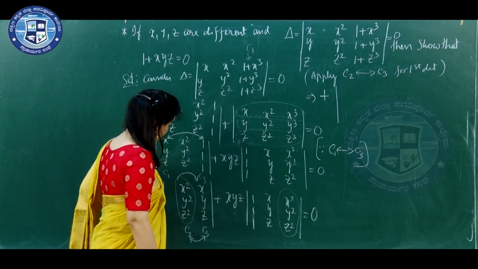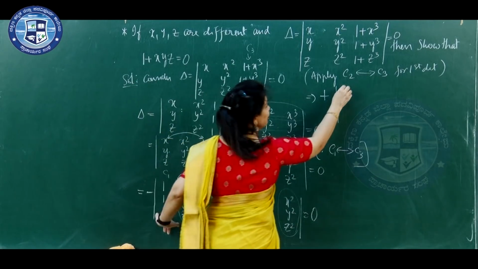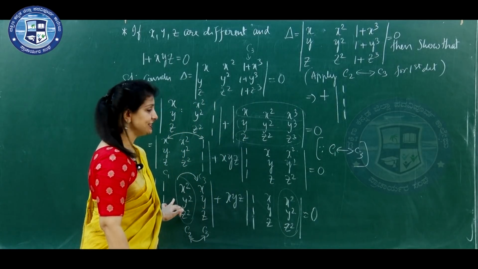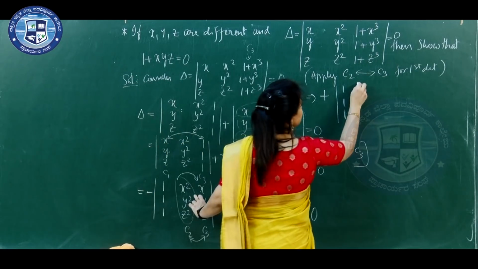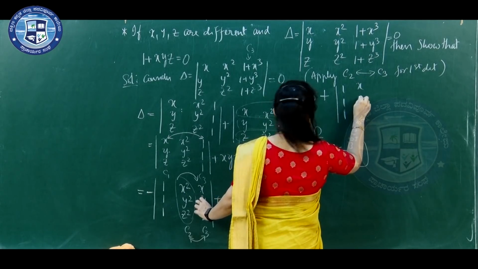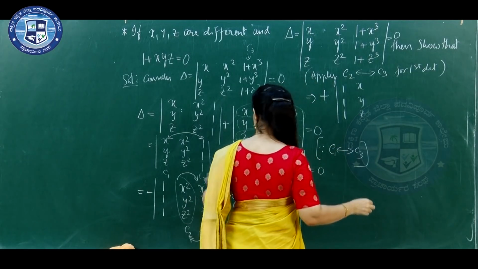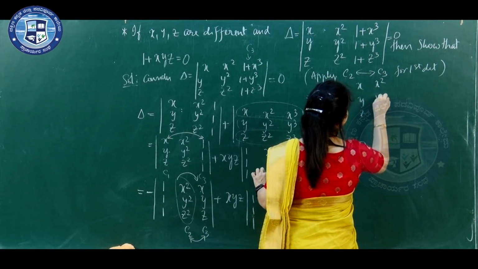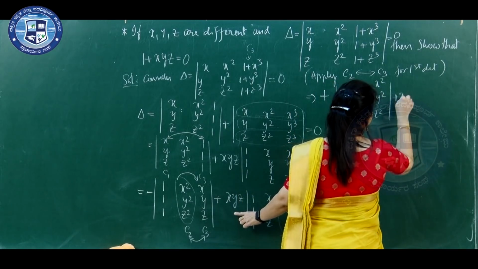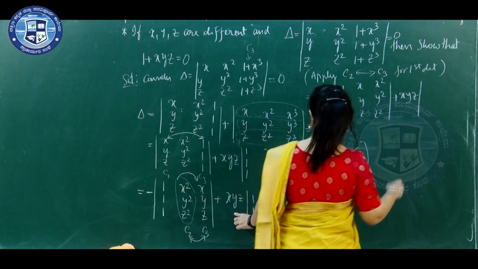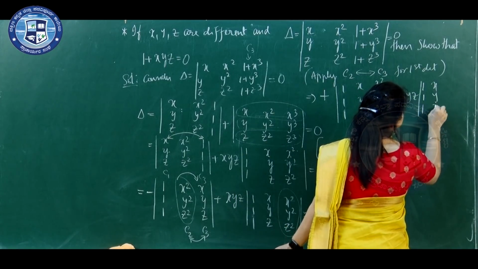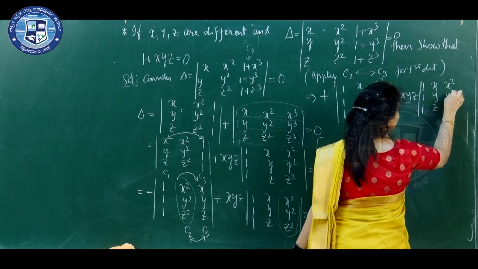So here we write plus, 1 1 1. First column we are not altering, it stays the same. Second and third we are interchanging, so that the third column now becomes the second column, x y z, and the second column turns to the third, x square y square z square. Plus x y z into the next determinant, which we write as it is: 1 1 1, x y z, x square y square z square.